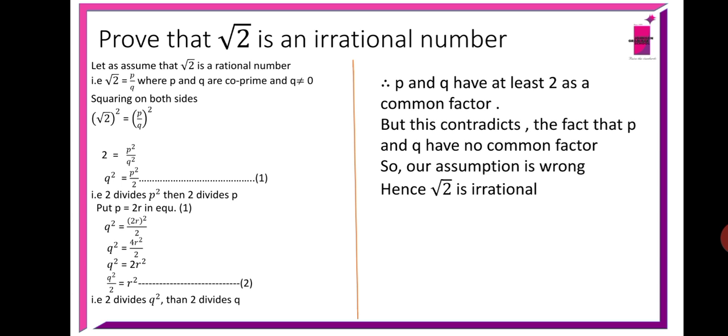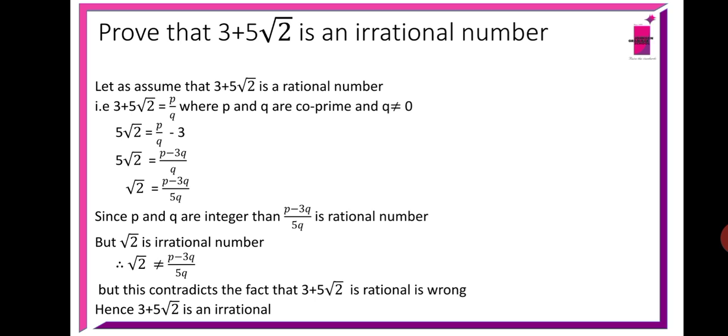is an irrational number. Now similarly, if you are going to prove that 3 plus 5 root 2 is an irrational number, already we know that root 2 is irrational as it is a theorem. So we assume here also, we take a wrong assumption: 3 plus 5 root 2 is a rational number. Inverse assumption. That is, 3 plus 5 root 2 equal to p by q, where p and q are co-primes and q is not equal to 0.